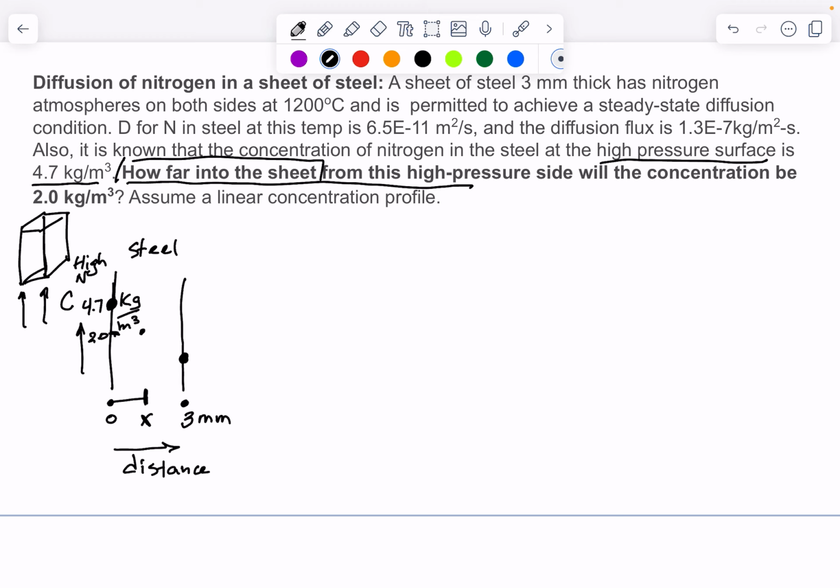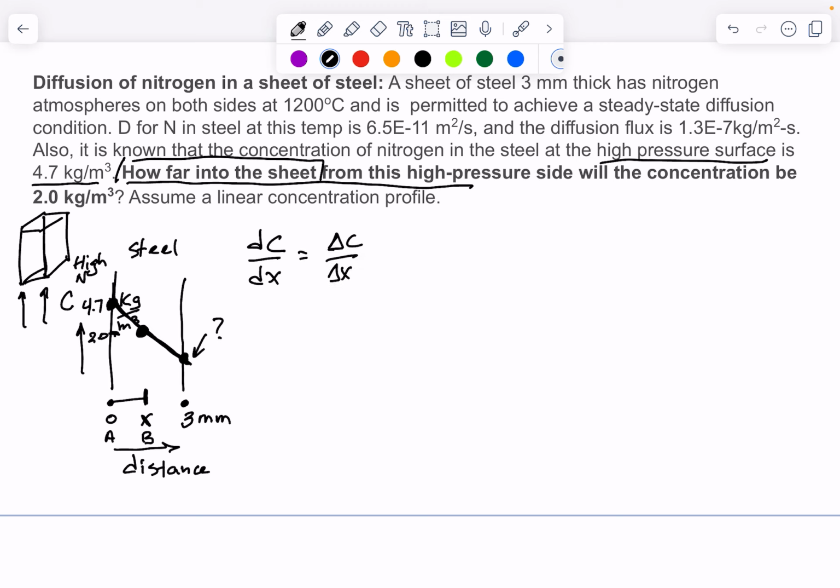And so I'm going to draw the whole thing. Again, we don't know that, we don't need to know it, doesn't matter. But we are given that this one's concentration is 2 and this one's concentration is 4.7. So if we make this point A and this point B, and we start thinking about our concentration gradient, we can approximate that as delta C over delta X.